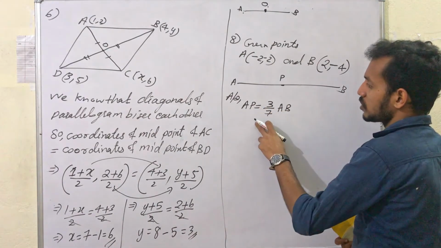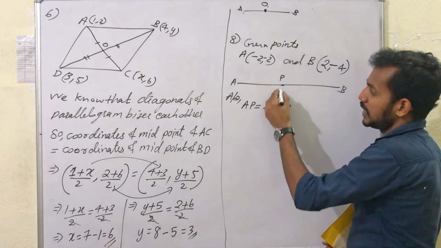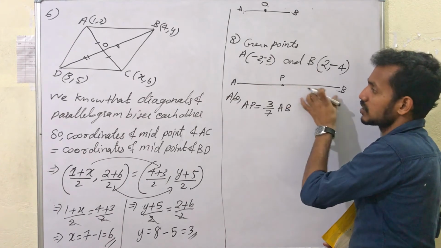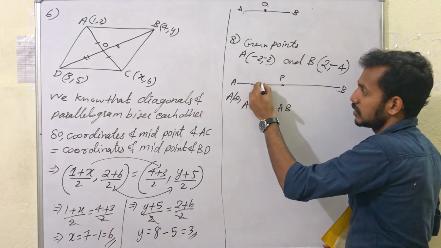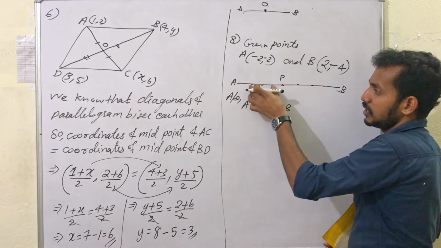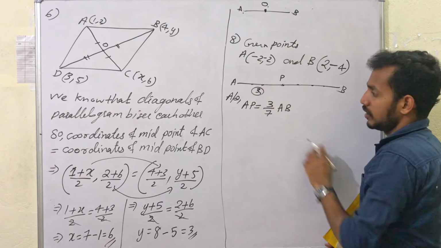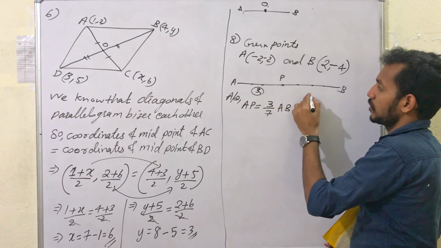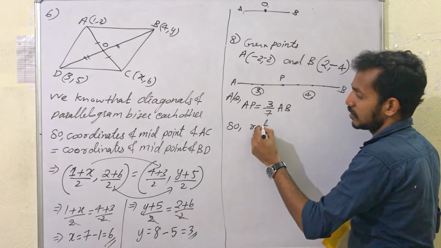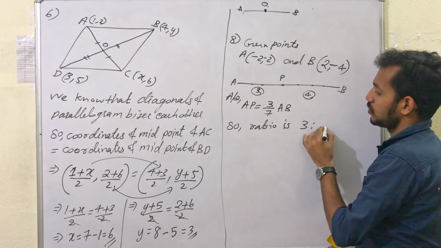Here ratio is not given directly, indirectly it is given. So AP is 3/7 of AB. If AB is divided into 7 equal parts, then AP will be 3 of that. The remaining portion will be 1, 2, 3, 4. Therefore, the ratio is 3:4.